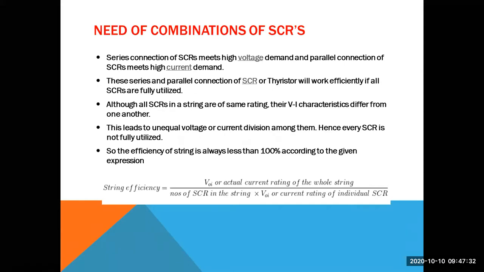String efficiency is 100%. That means we have effective utilization of SCRs. Efficiency is 100% means we are effectively utilizing the ratings of the SCRs. This is the ideal case.